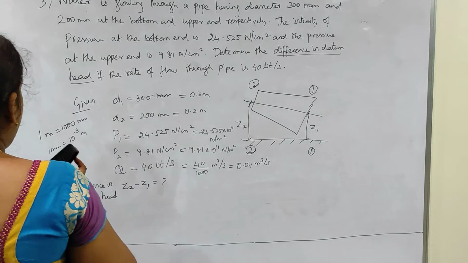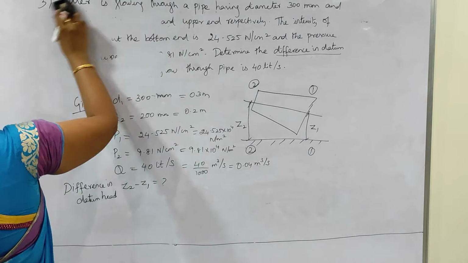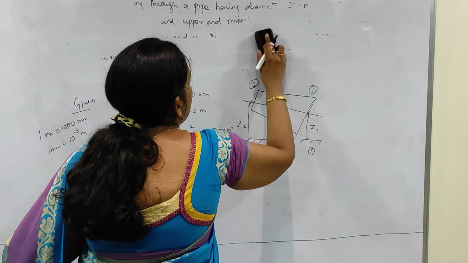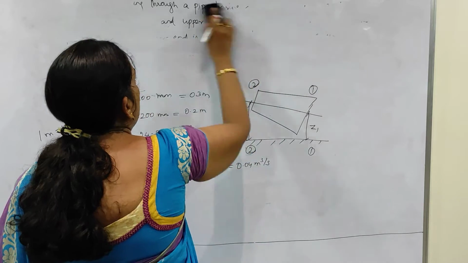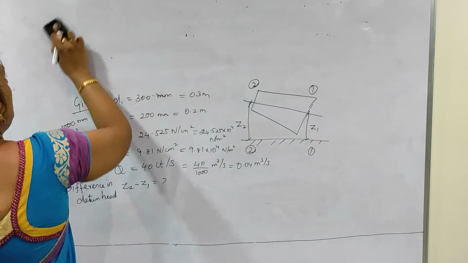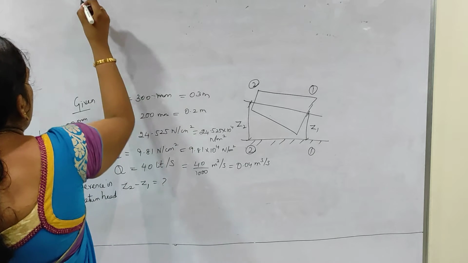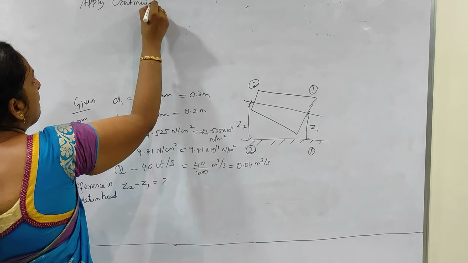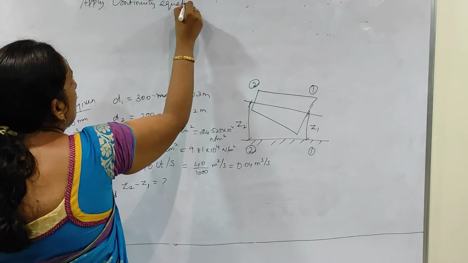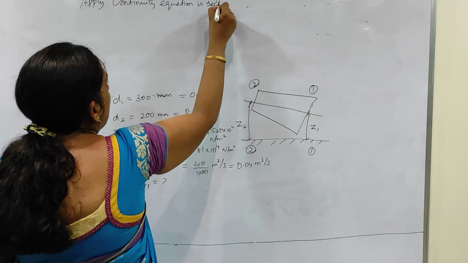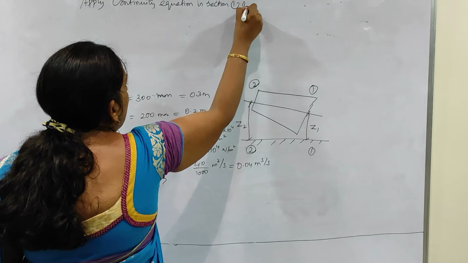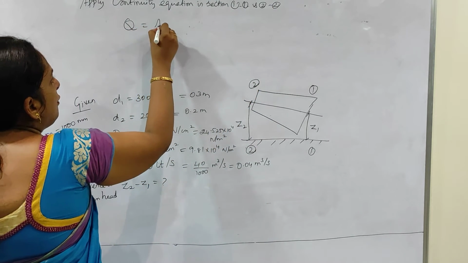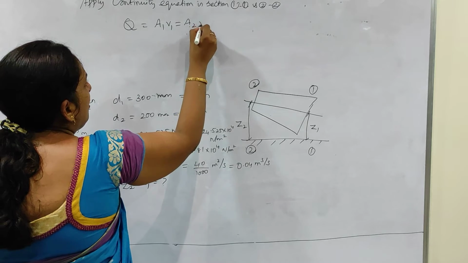So first we will find the 2 unknowns, which we can very easily find by using the continuity equation. In this problem, we first apply the continuity equation, which we have studied already, for section 1.1 and section 2.2. It's very easy: Q is equal to A1 V1 is equal to A2 V2.